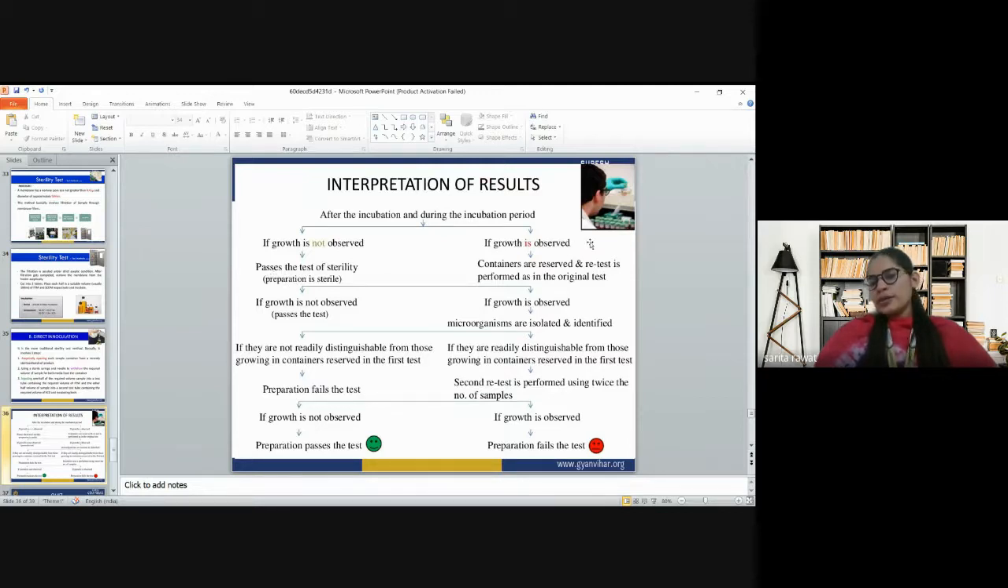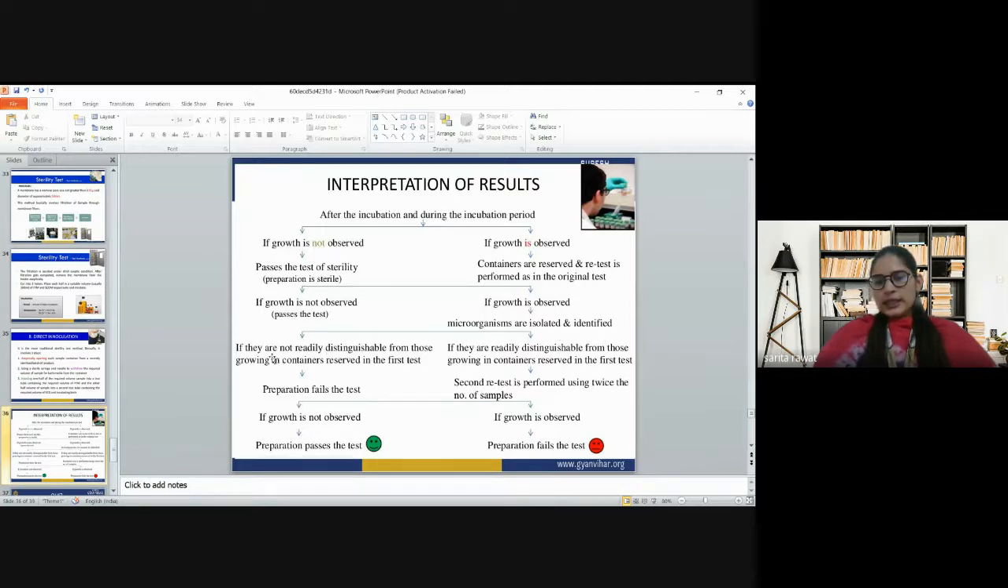If the growth is observed, then the containers are reviewed and a retest is performed as the original test. Again, if the growth is not observed, then we have to pass the test. But if the growth is observed, then microorganisms are isolated and identified.